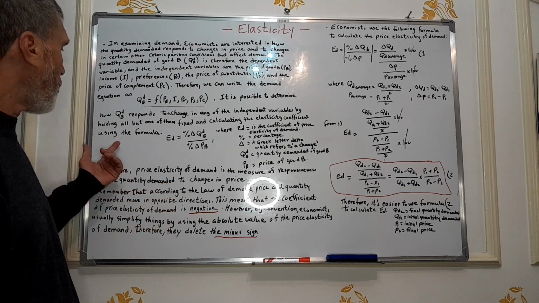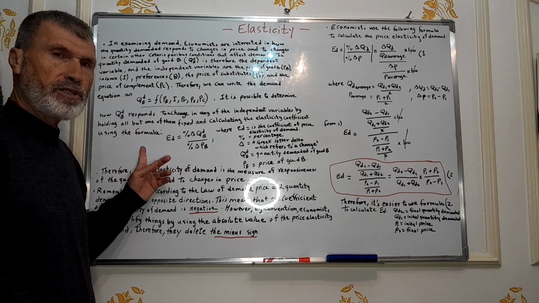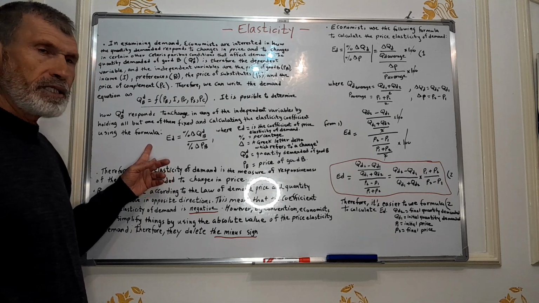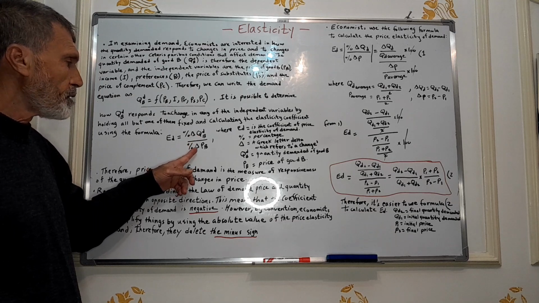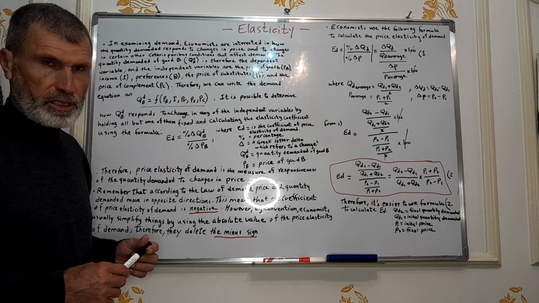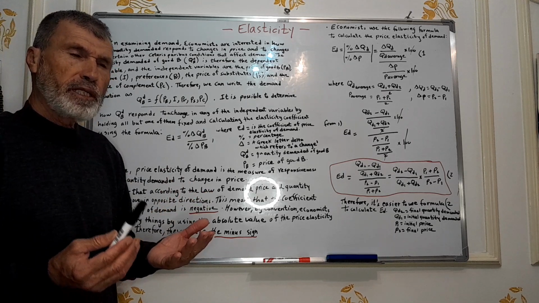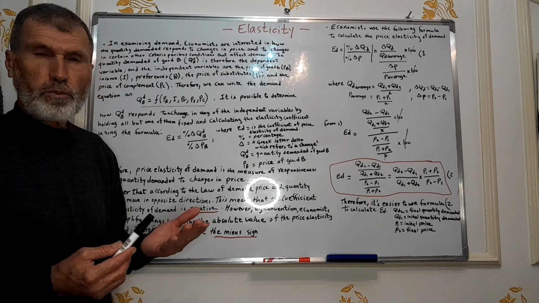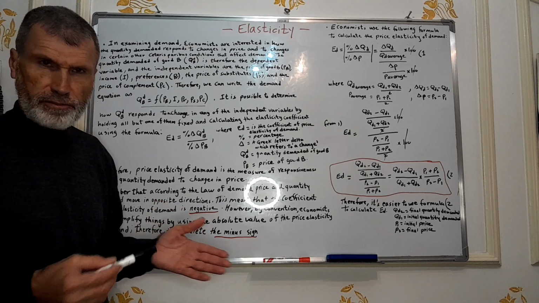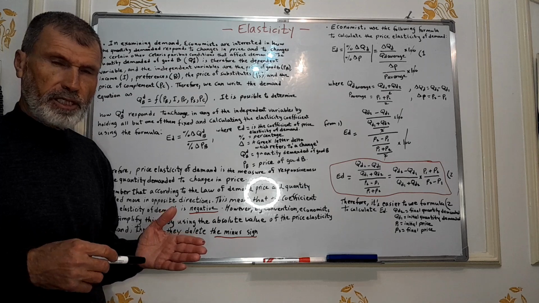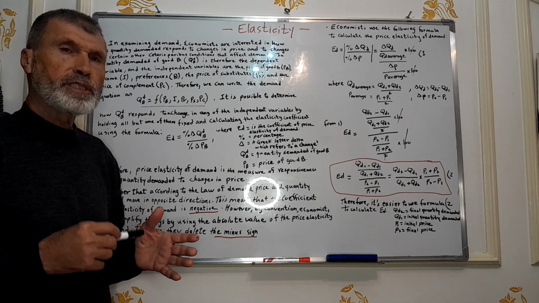Now, the formula is, as you can see, the price elasticity of demand is given by the percentage change in the quantity demanded of good B over the percentage change in the price of good B. This is basically the difference between the price elasticity of demand and the slope. Slope is determined in terms of a change. However, when we talk about price elasticity of demand, we talk about percentage change.